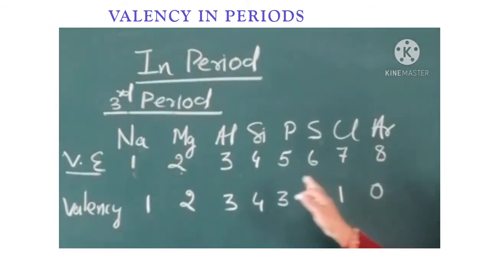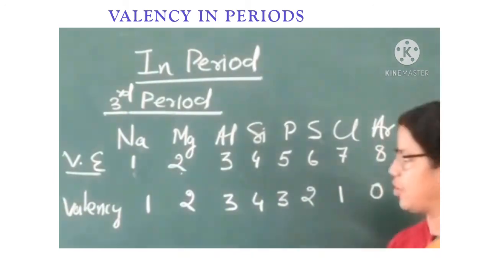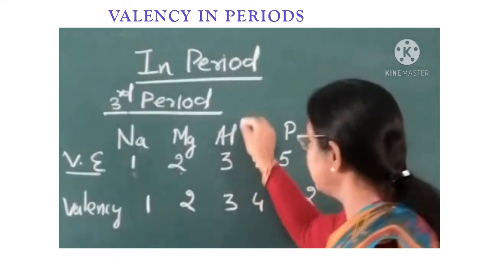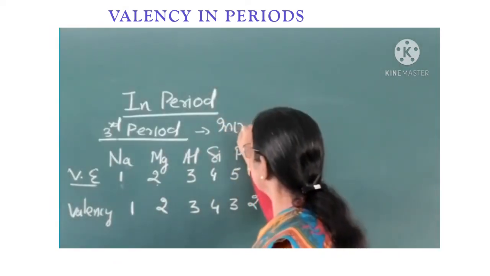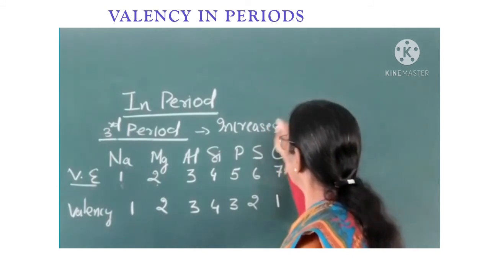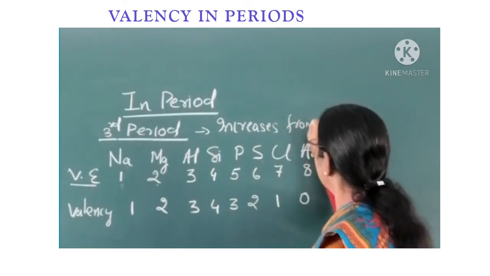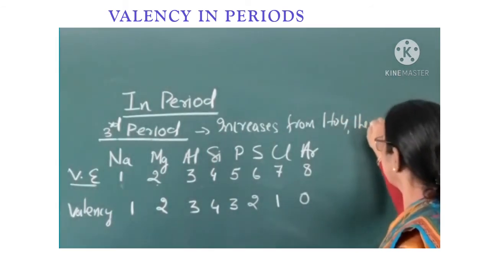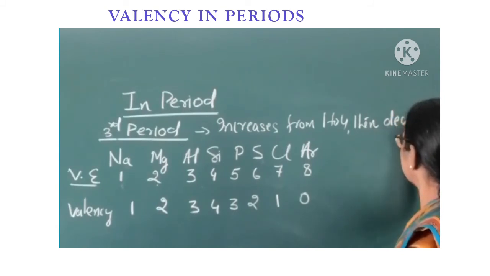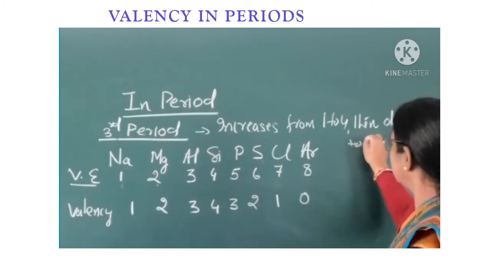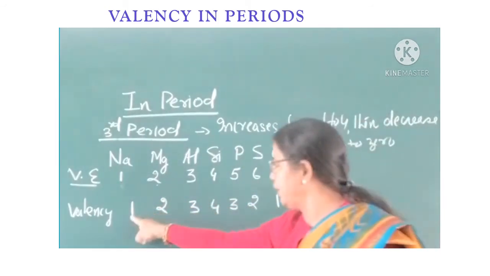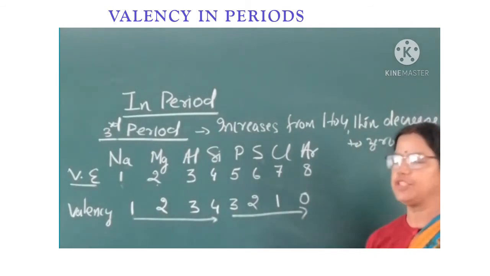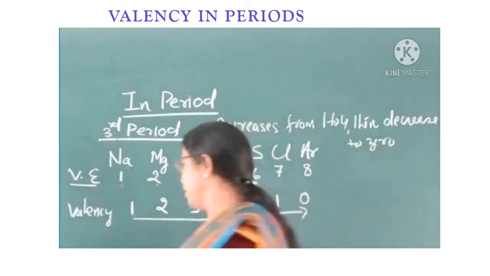So if you see the valency across the period, on moving from left to right in a period, the valency first increases from 1 to 4, then decreases to 0. Okay, it increases from 1 to 4, then it decreases from 4 to 0. This is across the period.